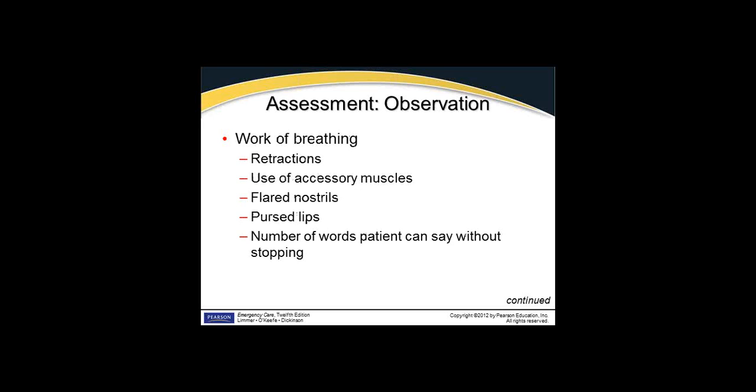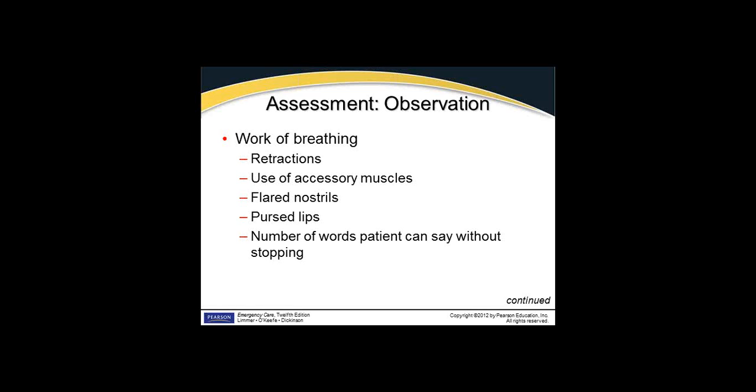What sort of work of breathing are we seeing? Do we see any retractions, or that soft tissue sucking down in between the hard tissues? Accessory muscle use, muscles in their neck really straining, muscles in their chest and abdomen getting used. Do they have any flared nostrils? Pursed lip. Pursed lip is how you look when you're trying to whistle.